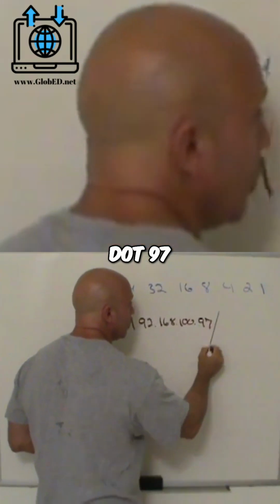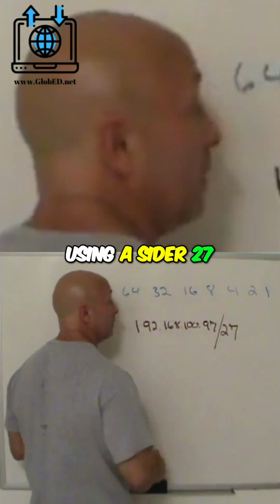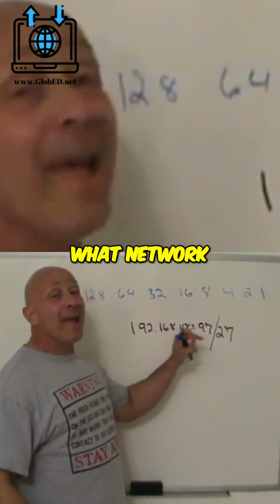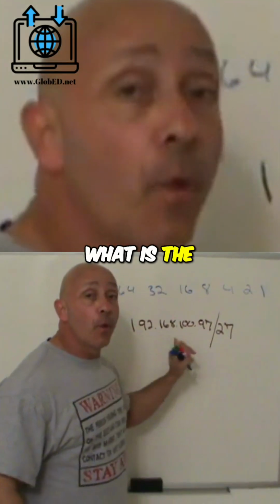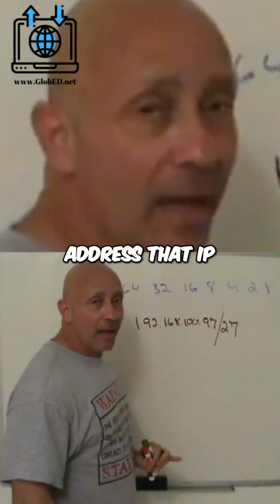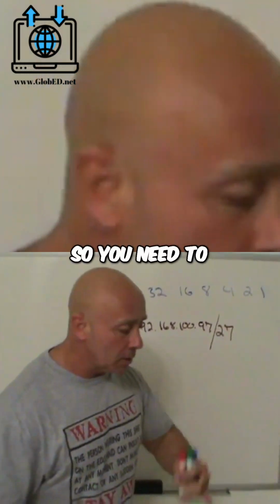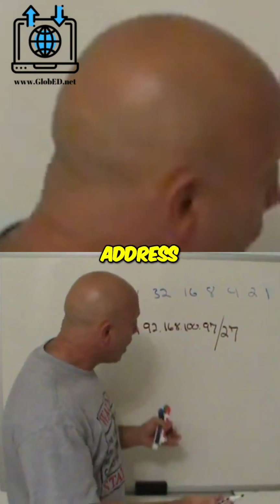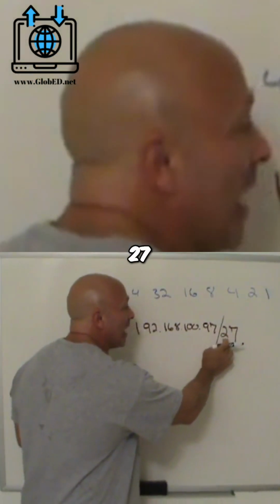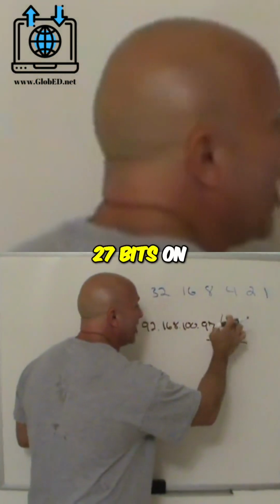168.100.97 using a CIDR /27. And they said, what network does that IP fall in? What is the broadcast address that that IP has, and what range? So you need to know the network, the range, and the broadcast address. Okay, again, /27, this is all you need to focus on.